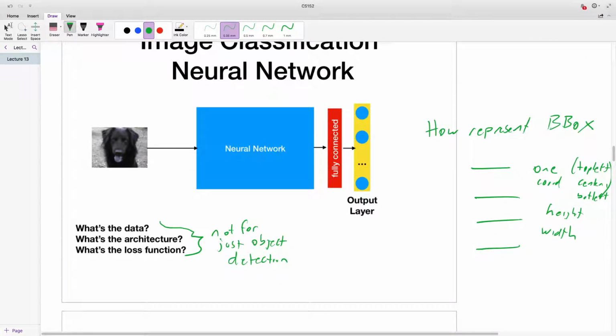All right, so this works pretty well. What would we use as a loss function? If we want both dog and bounding box, what would our loss function look like?